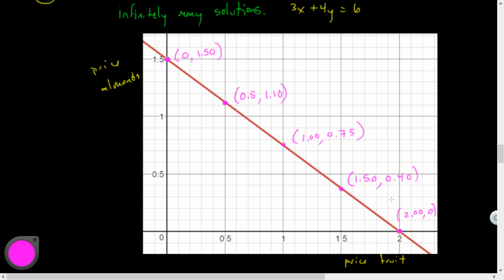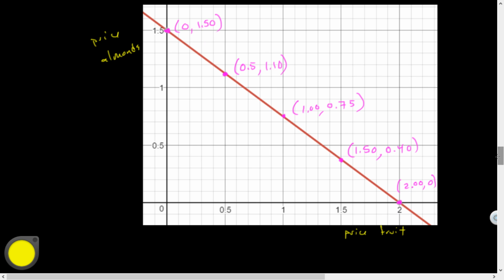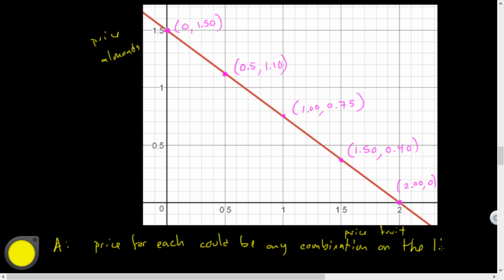And so that's my answer, that the solution, the price per cup of fruit could have been any of them on that line. And maybe I'll write that down just to make it abundantly clear. So the answer, price for each could be any combination on the line shown. On the line. So that's kind of what we end up seeing.